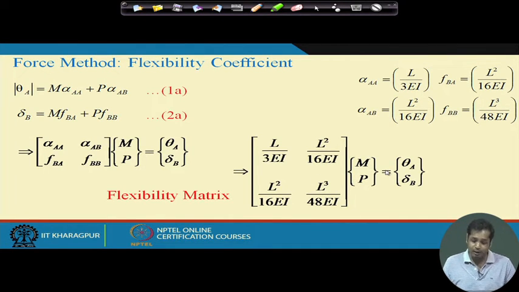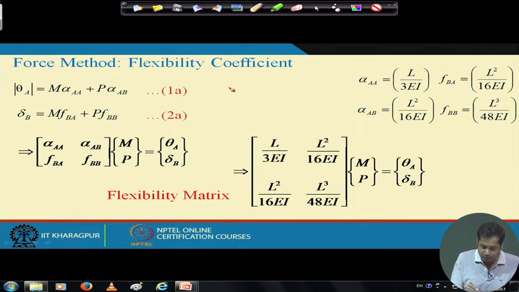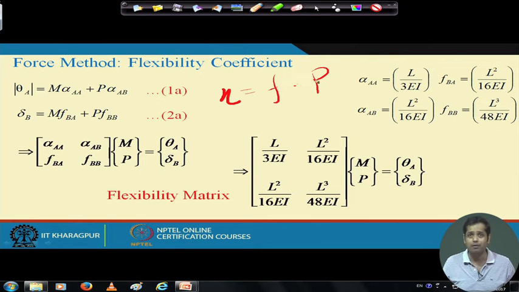Now, you see, for a spring case, if you remember when it was a spring, we wrote that X is equal to F into P. Okay, it was just only one force, and in that direction only we computed the displacement, and therefore the flexibility coefficient is a scalar value.